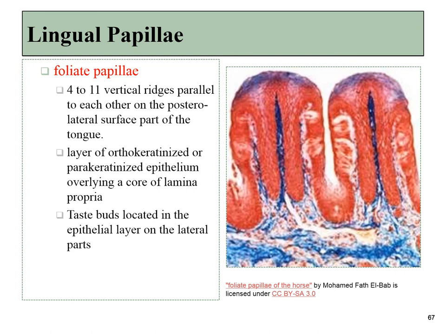The foliate papillae are on the sides of the tongue. These are also partially keratinized and also contain taste buds.